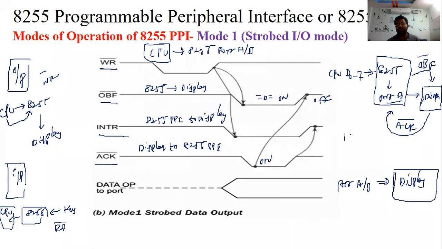These are just 1-bit signals for sending and receiving information. The 8255 sends the signal OBF to the display saying it has some data. Once the display is ready to accept, it generates the acknowledgement. Then whatever data is available in the 8255 port is moved to the display.